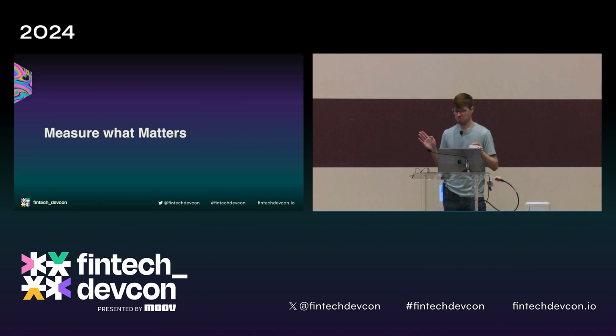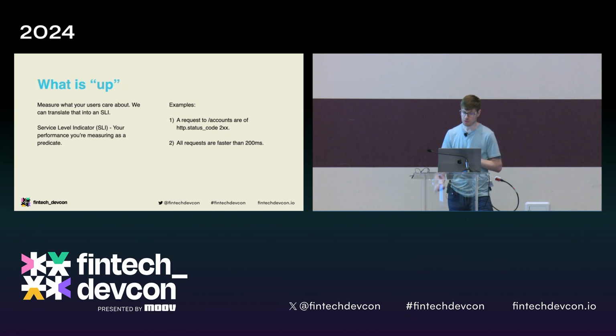So we can at least have data now. But what are we measuring is the next question. And really we need to measure what matters, and when we talk about what matters, we're talking about what matters to our users. What matters to our users is usually uptime, which might be described in time or number of requests in percentages. But we're going to translate that to an SLI.